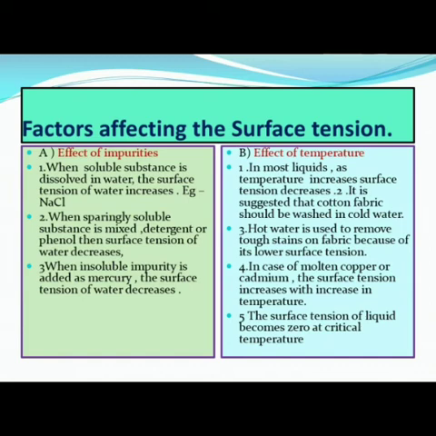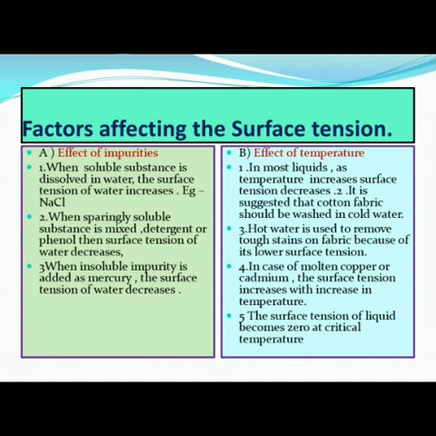Example, NaCl. When I take up a sparingly soluble substance such as detergent or phenol, which is used as a cleanser for the floor, the surface tension of the water decreases. And the third example I am taking is of an insoluble impurity when it is added, for example, mercury. Mercury does not align to any of the surfaces, therefore the surface tension of the water decreases.